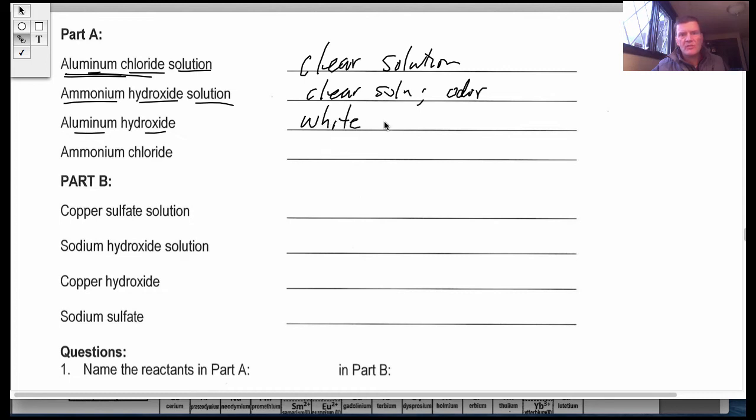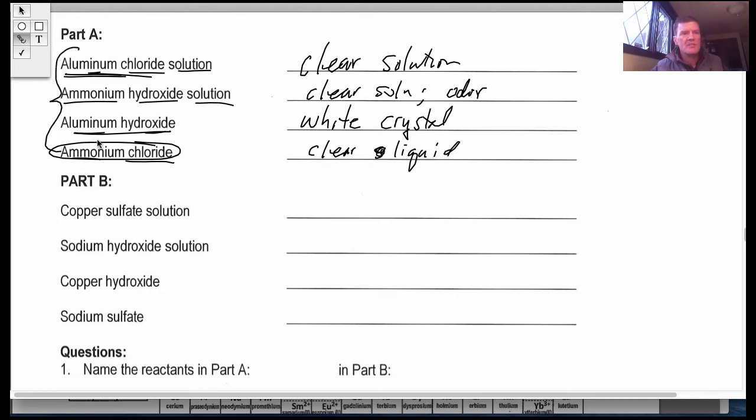The aluminum hydroxide is a white precipitate. It's a white crystal, I'll say that. So if this is going to be one of our products, it's going to be a white precipitate. And then the ammonium chloride is still soluble in water, so that is still going to be a clear liquid. This will make more sense as we represent this reaction with these two solutions being our reactants, and then these are our possible products. You'll see that below as we work this out.